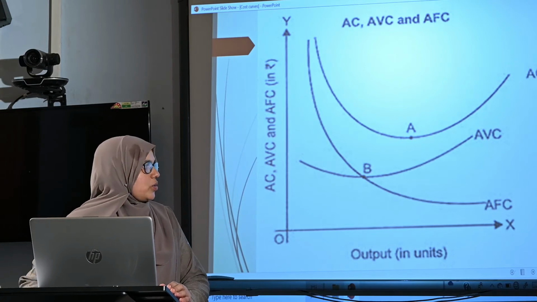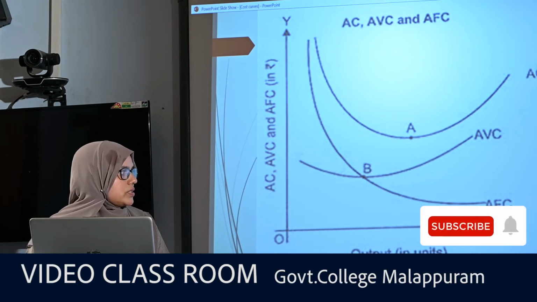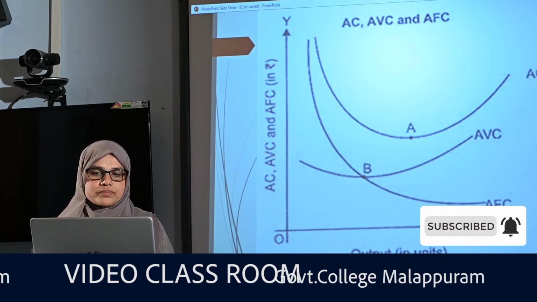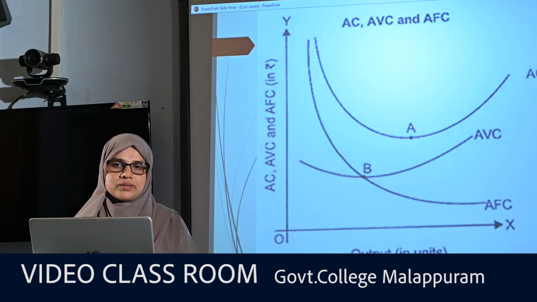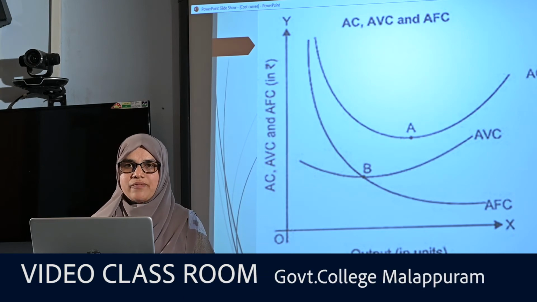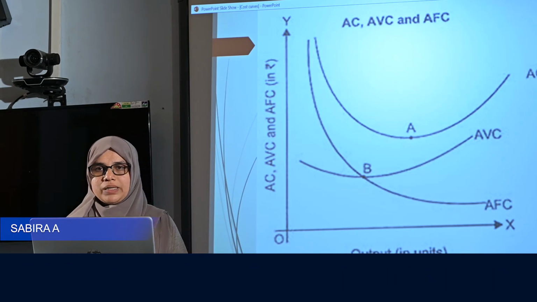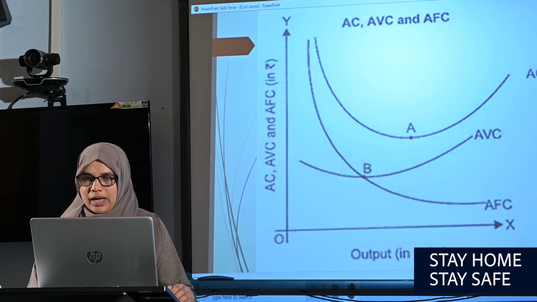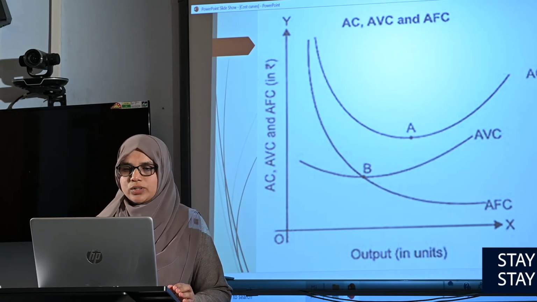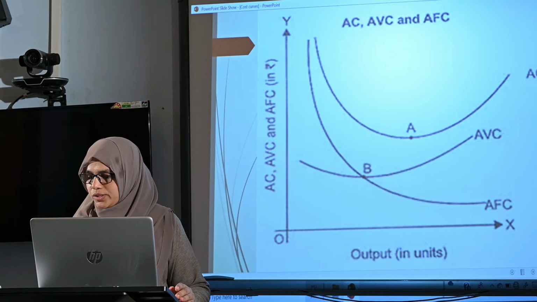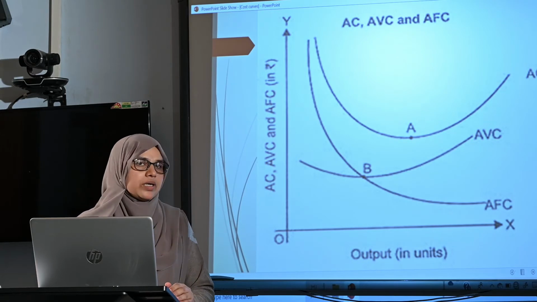Then average fixed cost. The shape of average fixed cost is rectangular hyperbola, means average fixed cost is falling throughout its length. This is because average fixed cost is obtained by dividing total fixed cost by the level of output. As the total fixed cost remains the same, fixed cost is spread over more units of output, and as a result AFC has got the shape of rectangular hyperbola.